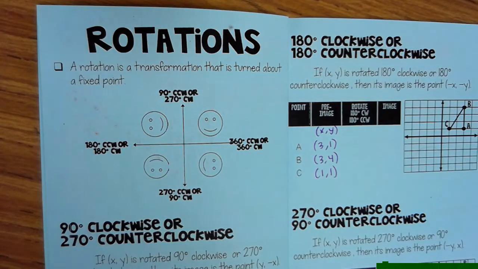All right, today we're moving on to lesson 2.3 on rotations. I think you will find rotations are just as simple as the last two transformations we've done. So let's just jump right into it. A rotation is a transformation that turns a figure around a fixed point.